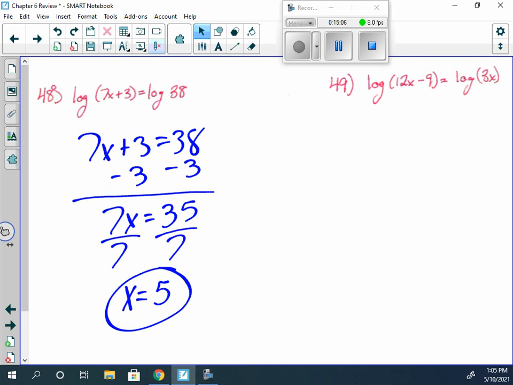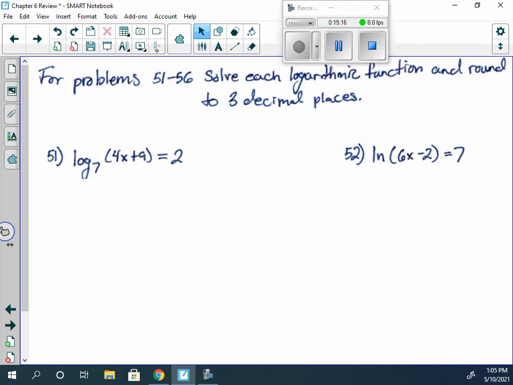Any other questions on these here, where the logs are the same on both sides? We good with these here? Questions on 51, 52, 53, 54, 55, or 56? 52. Is the natural log by itself?